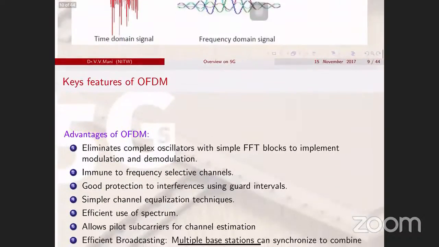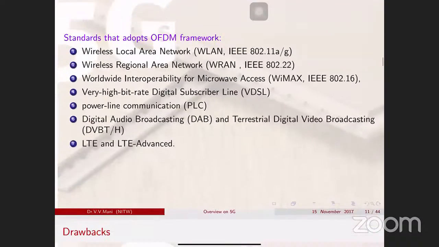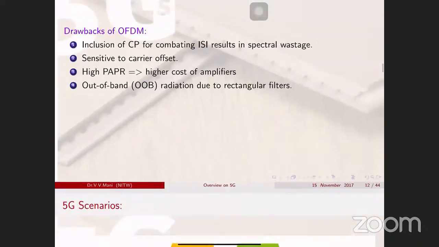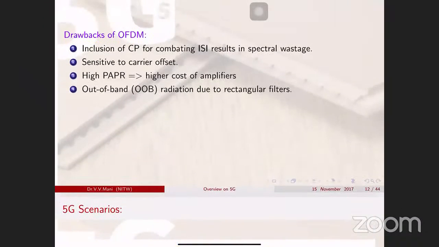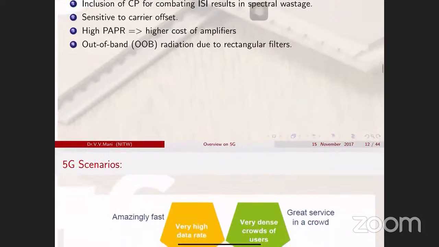Then directly I am moving to some of the drawbacks. We have already discussed these drawbacks. That is, the cyclic prefix is taking some amount of bandwidth, and this we have introduced to combat ISI, which results in spectral sensitivity to carrier offset and higher cost of amplifiers.